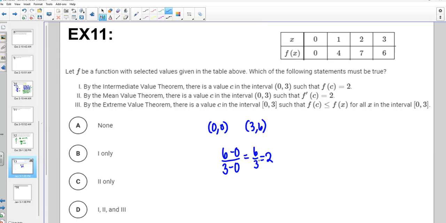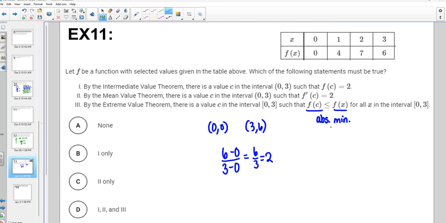And then the extreme value theorem says between 0 and 3, there has to be some value c such that f of c is less than f of x. What does it tell us if f of c is less than f of x? What type of point would that happen at? If f of c is less than every other point on f of x, then this is talking about an absolute minimum. Okay? So what do you guys think?